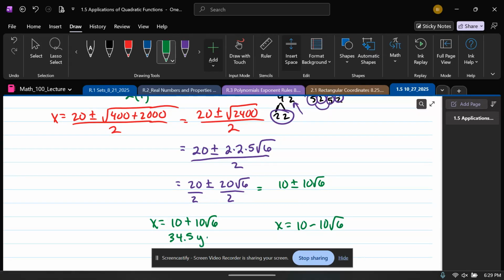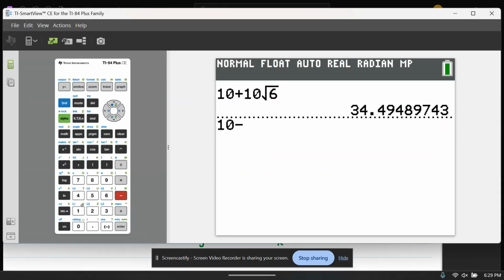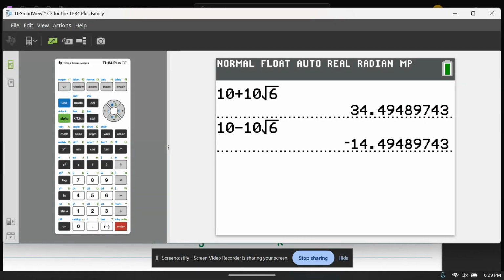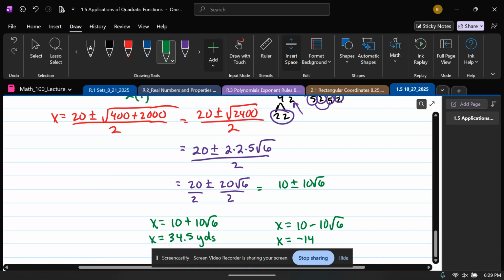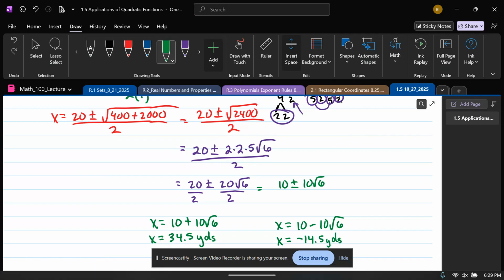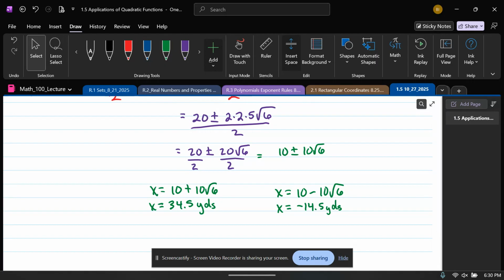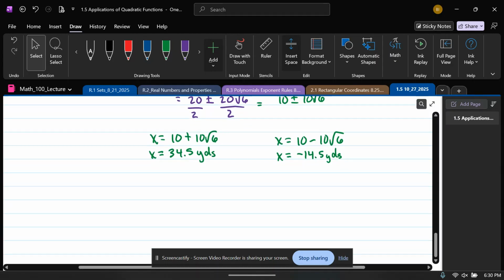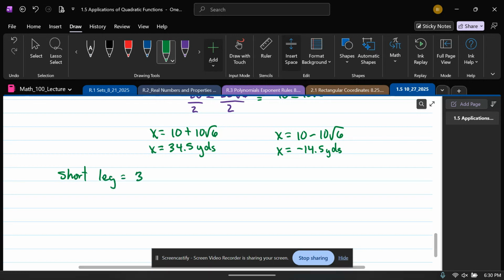yards. What's this one? A negative, right? Can a length be negative? You ever found a tape measure that had negative numbers on it? They don't make those. They don't sell them at Lowe's, hardware store. Dollar General doesn't even have negative numbers on their tape measures. So I know that the short leg is 34.5 yards.